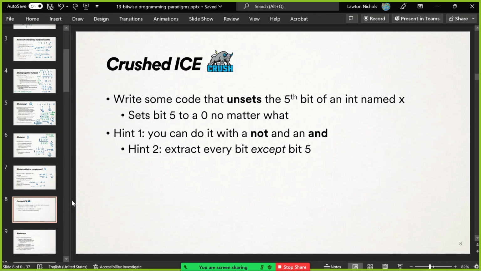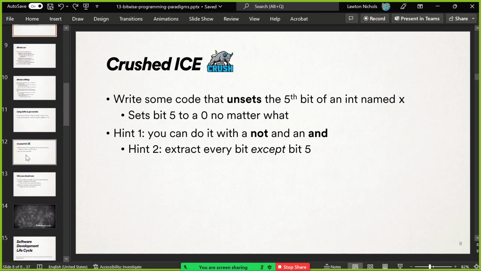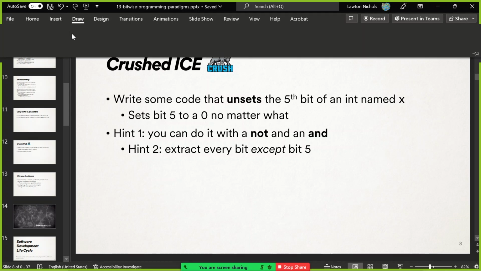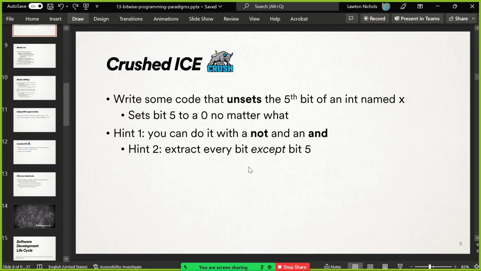But here's what I want you to try. I'll give you a few minutes to try it. Write code that unsets the 5th bit of an int. Call the int x. So let's say that x, for example, is this number. 1, 1, 1, 0, 1, 0, 1, 1. So that's my original number, that's x.